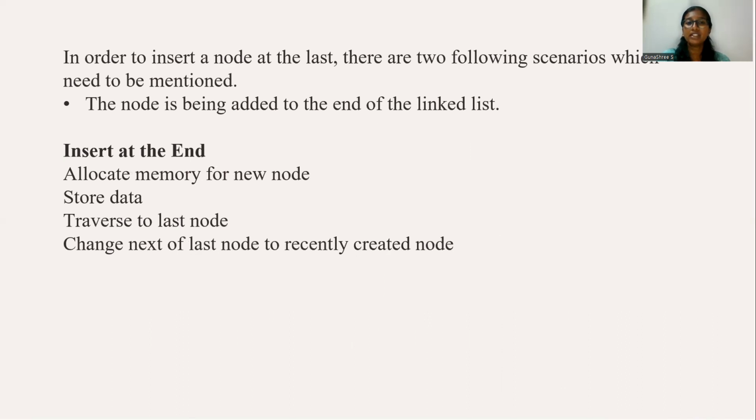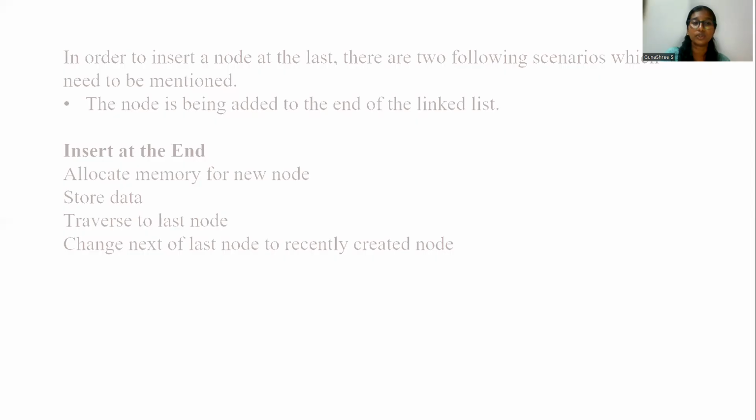If you want to insert a node at the last, there are two scenarios that can be followed. First, the node will be added to the end of the list directly. So first we have to allocate memory for the new node, store data in the new node, traverse to the last node and change next of the last node to the recently created node.